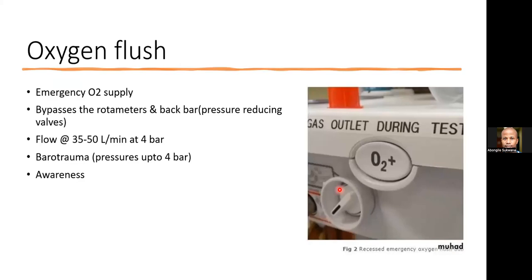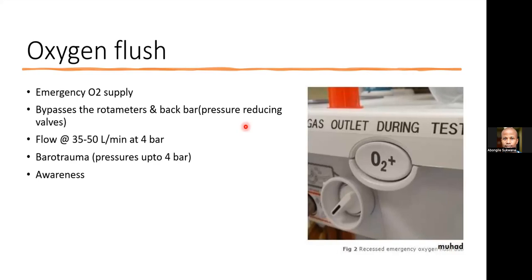Then we get to the oxygen flush. So with the oxygen flush, it's really just an emergency oxygen supply. I hardly ever press this thing because I just feel it's too dangerous. So when you press this oxygen flush, you are bypassing the rotameters, the flow reducing valve, and the back bar.